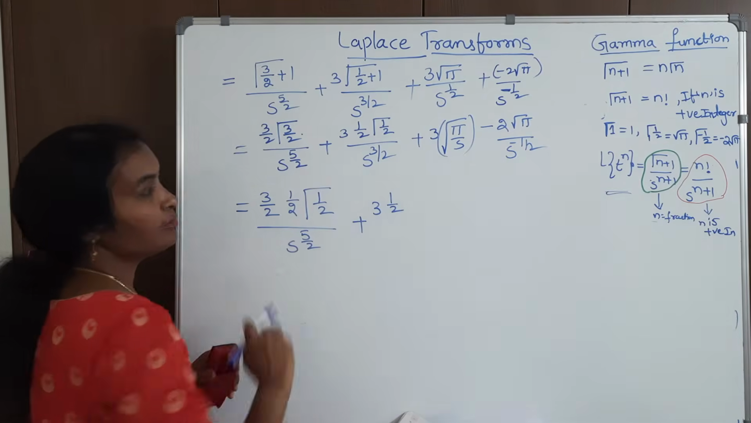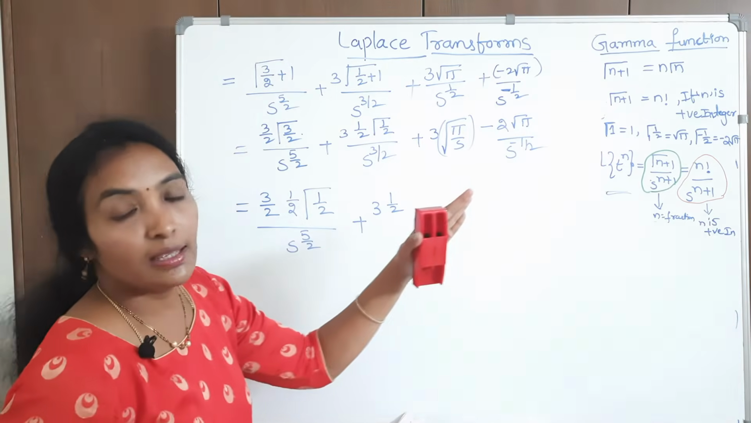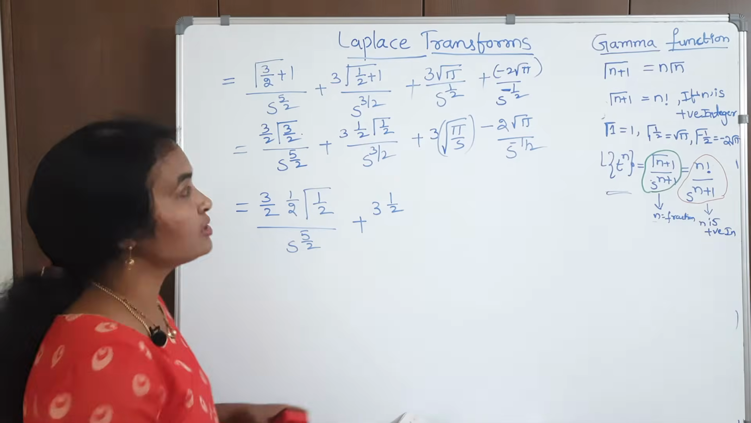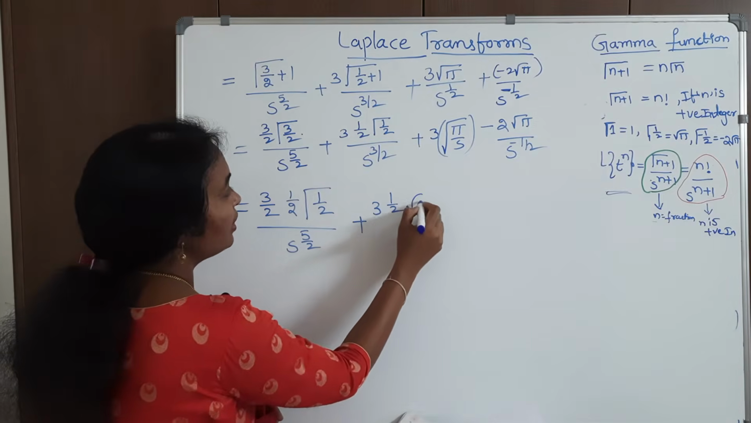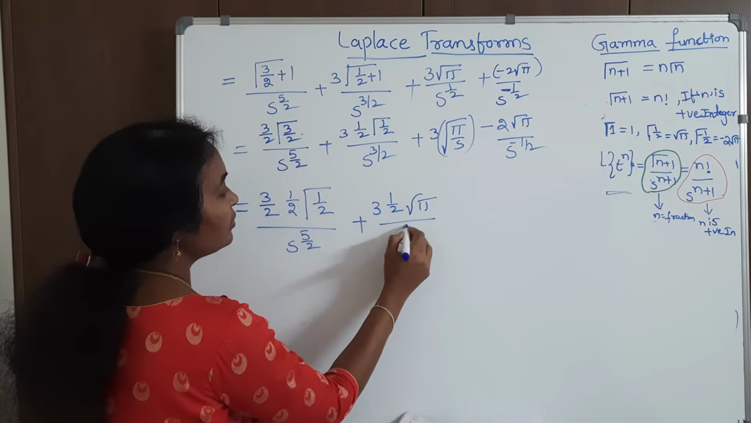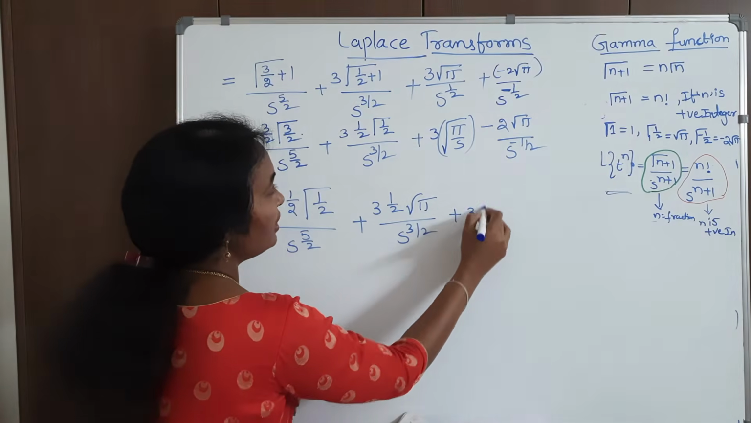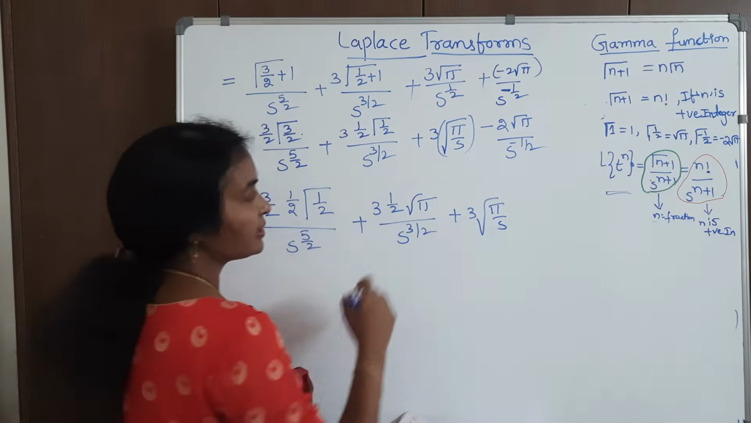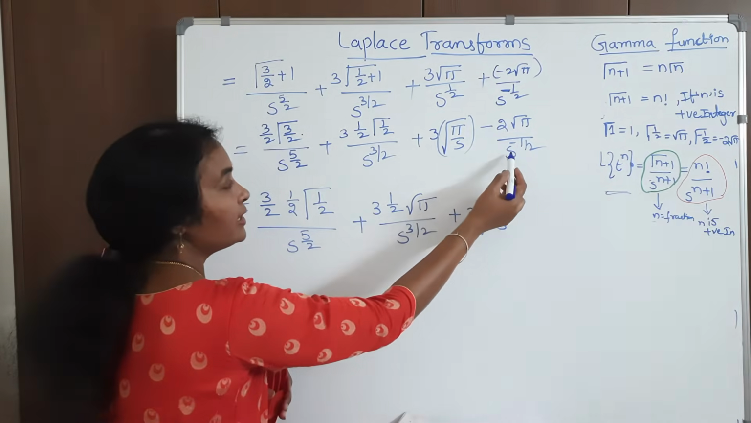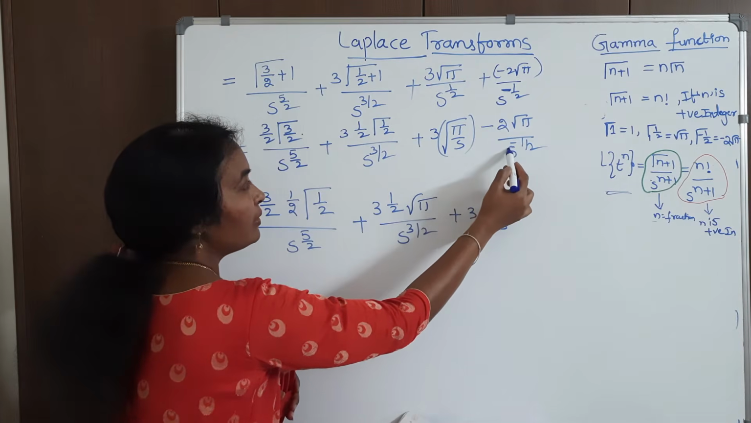Gamma lo manaki telisina word వచ్చేసింది. Standard form. Gamma half is root pi. Now this is what? Root pi by s to the power of 3 by 2. And this is 3 root pi by s. And shall I take this denominator will become to numerator.